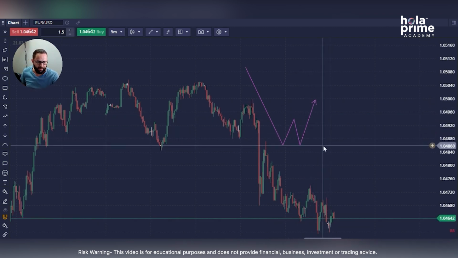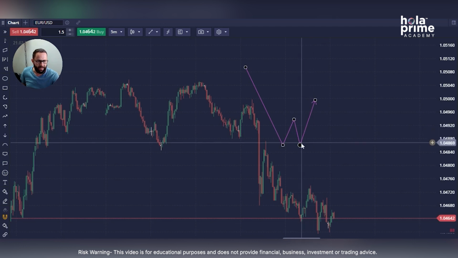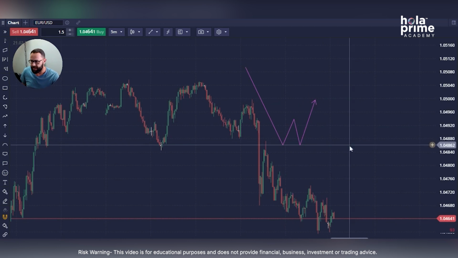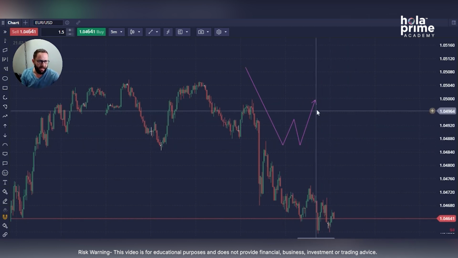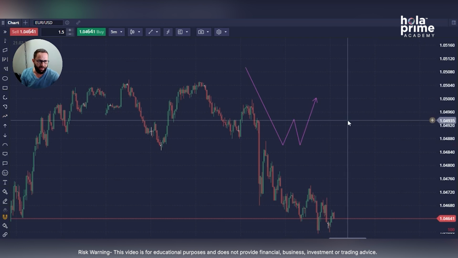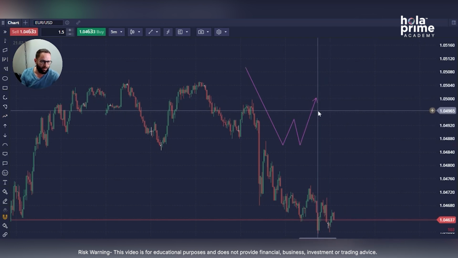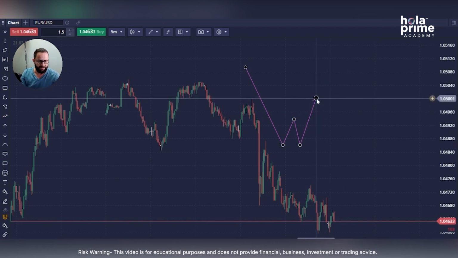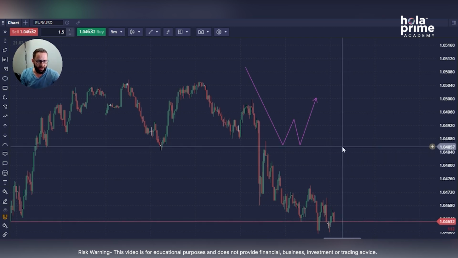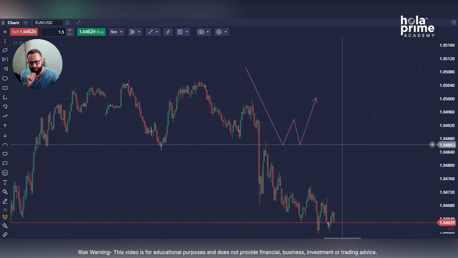And what's also different with the expanded flat is that the third wave is typically much longer than the first A wave. If you remember the single zigzags, your C wave typically has the same sort of range as your A wave, right? But in this case, it typically travels much further. Price then finds support or resistance, depending on what direction the correction is moving in, and then you get a move in the opposite direction.